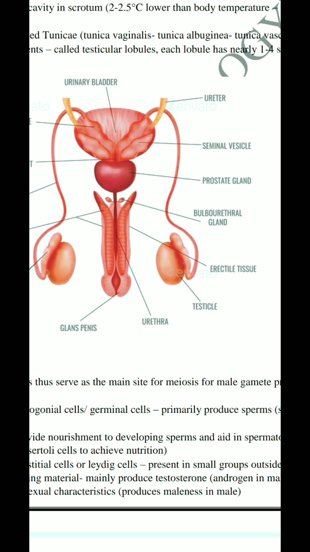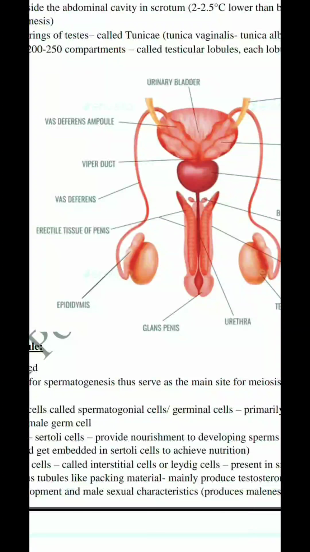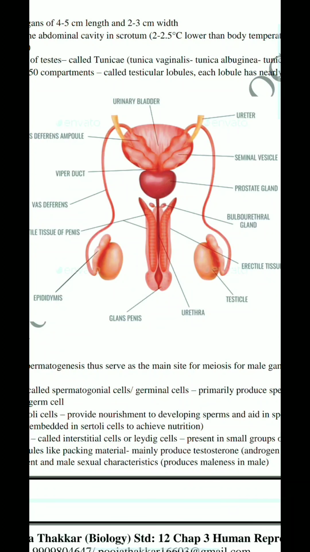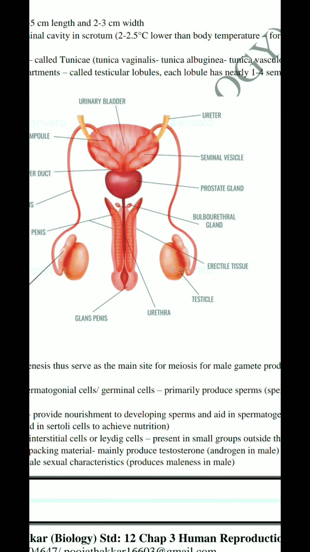And those vas deferens will then fuse with the urethra, which is coming from the urinary bladder, and form the ejaculatory duct, as the label shows in this particular diagram. After that, the urethra has the secretion of the prostate gland and then the bulbourethral gland. You can see the largest structure, which is single, the bulgy part, as the prostate gland, and the smallest pea-shaped glands on both sides of the urethra, that is the bulbourethral gland.